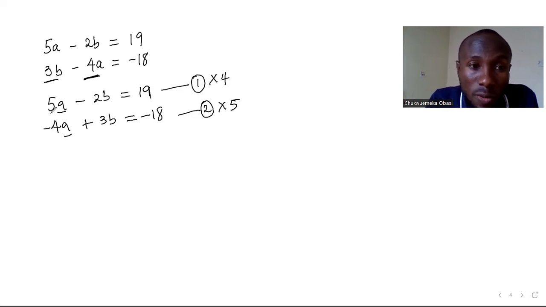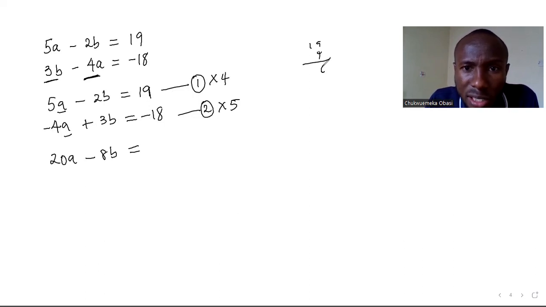So 5A times 4 will give me 20A, and minus 2b times 4 will give me minus 8b. And of course, 19 times 4, I have to do that right here. 9 times 4 is 36. 4 times 1, that's 76. That will give me 76, right? And now we want to multiply for equation 2.